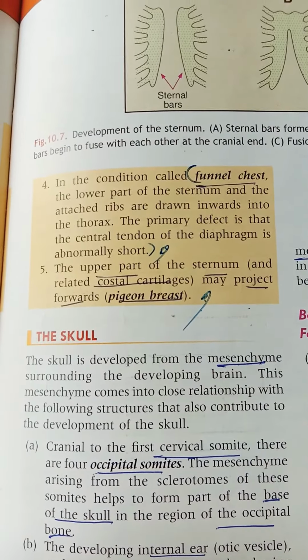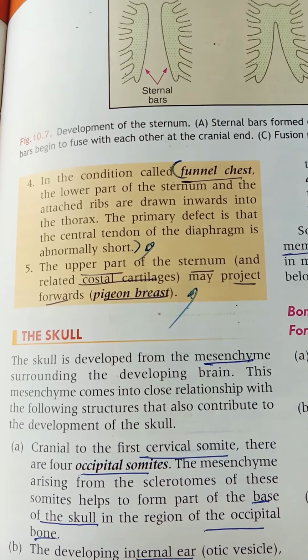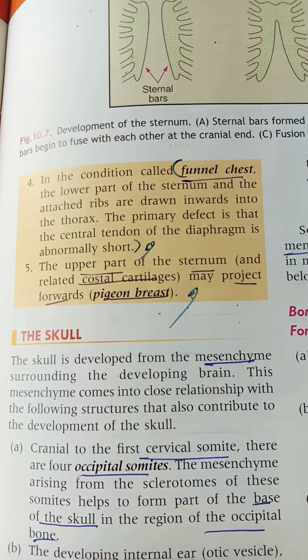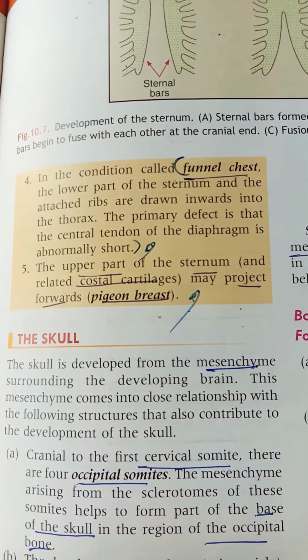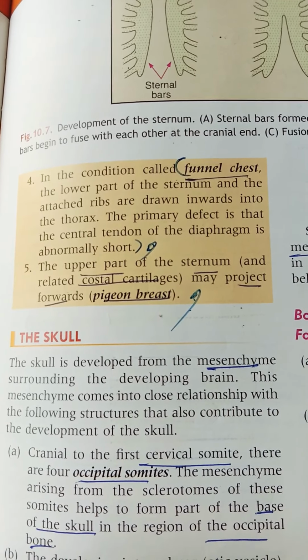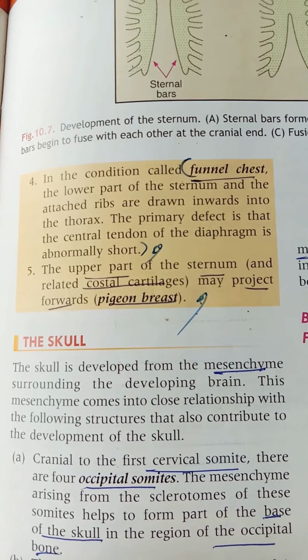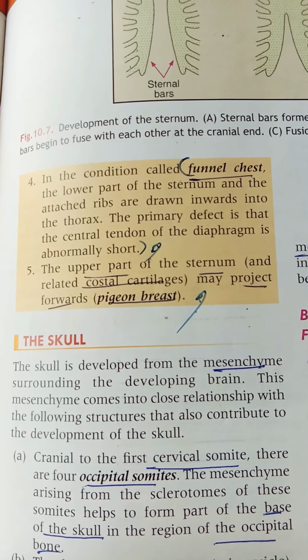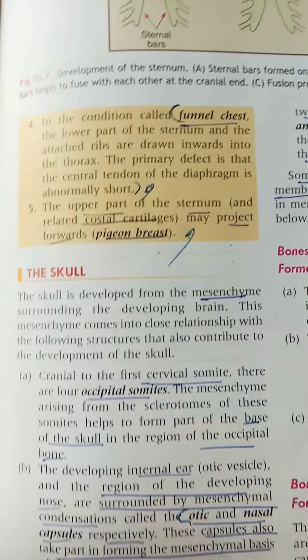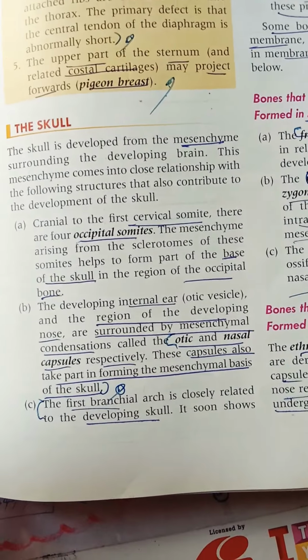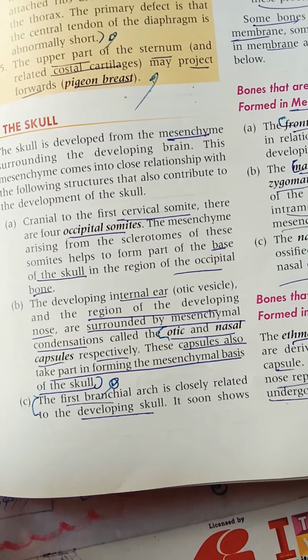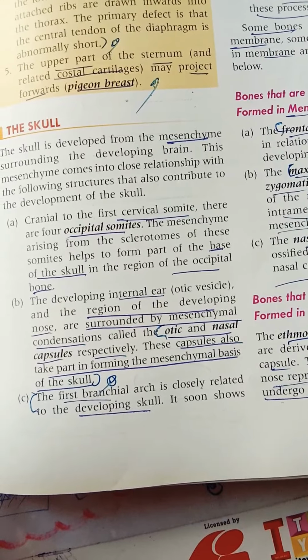And funnel chest is where the lower part of the sternum and the attached ribs are drawn inwards into the thorax. So the primary defect is that the central tendon of the diaphragm is abnormally short in this case. And the upper part of the sternum and related costal cartilage may protrude forward, then it is called pigeon breast.